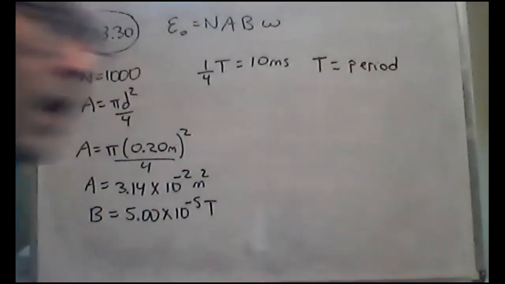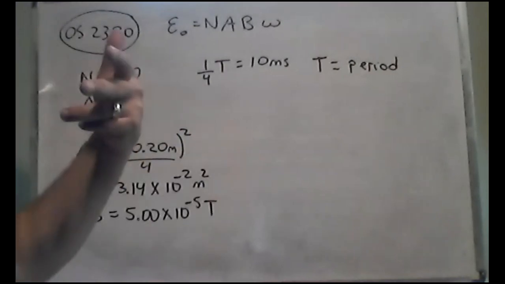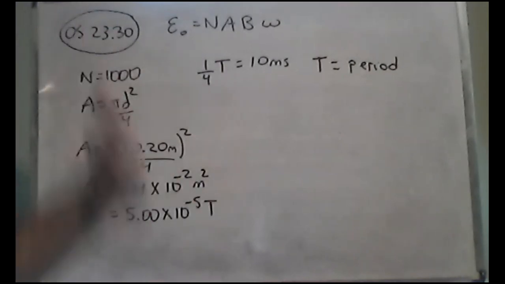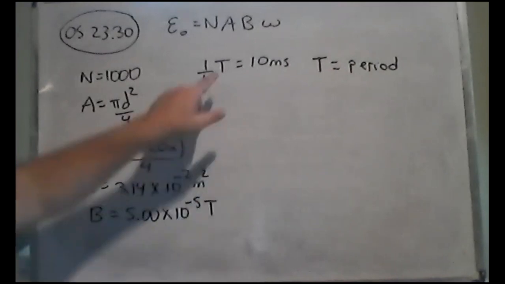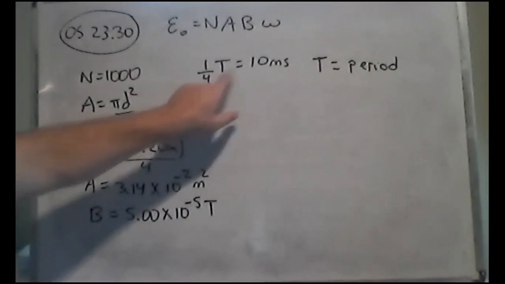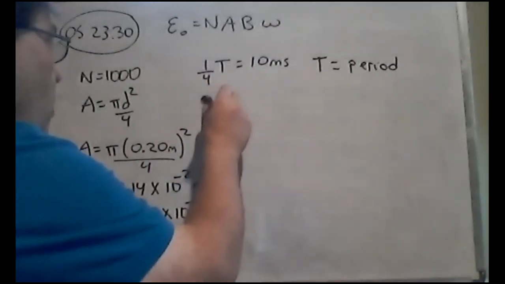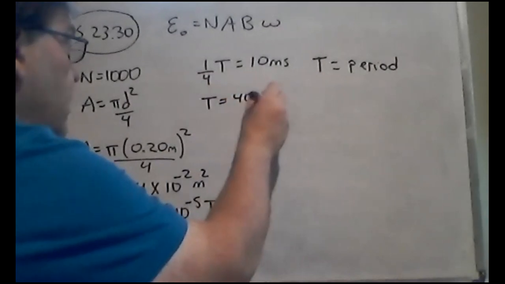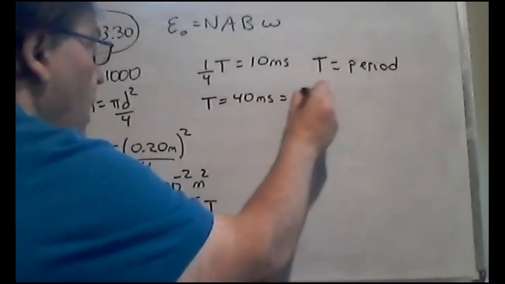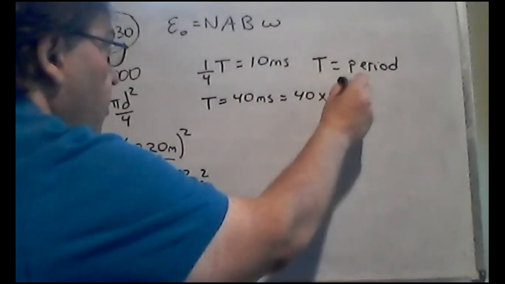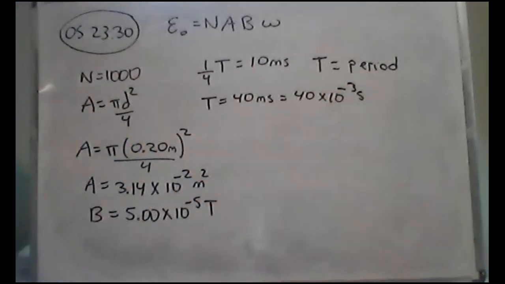So again, the period is how long a cycle takes. How long does it take for there to be an entire cycle? Well, we know that a quarter of a cycle is 10 milliseconds. How long is the cycle? Multiply both sides by 4. The whole cycle is 40 milliseconds, or 40 times 10 to the -3 seconds. That is one time around.